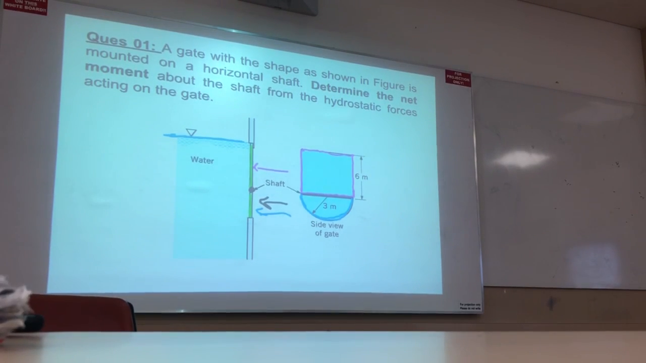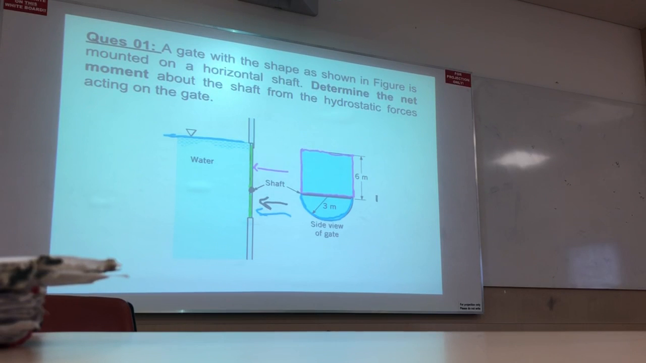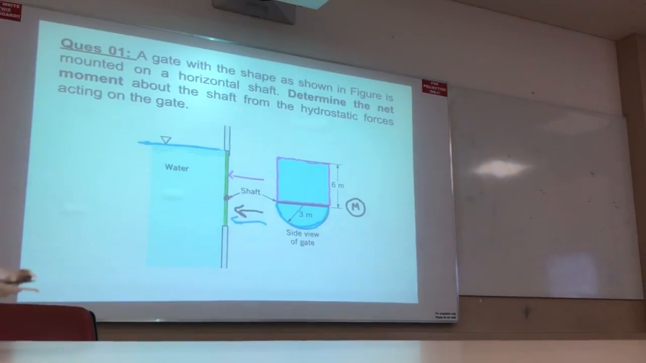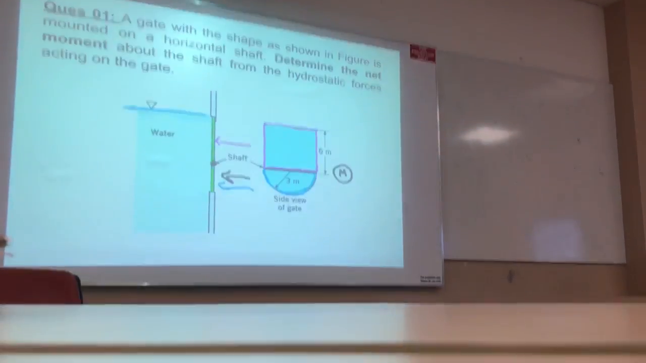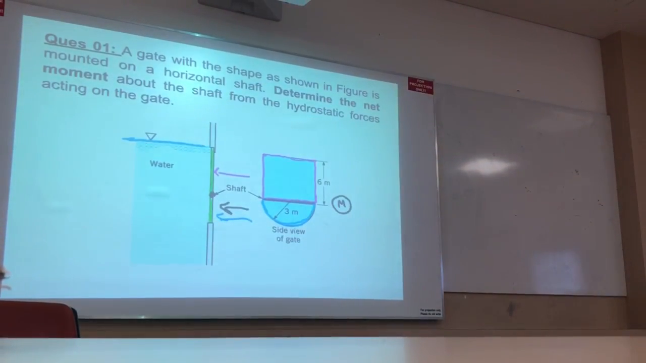They tell you, you have to calculate the net moment about the shaft. So what is the moment? Moment is defined by force times distance. We know, right? So M is moment, equivalent to F, the force, times distance. I put here D, for example. Okay?